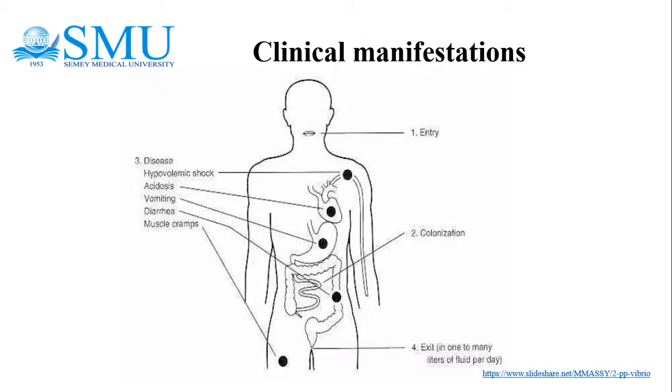And the clinical manifestation of cholera: this is Vibrio cholerae O1 or O139. Infections produce a range of clinical manifestations such as asymptomatic infection in 75% of cases, and mild diarrhea or cholera in 20% of cases. The incubation period varies from 24 to 48 hours. The usual manifestations include watery diarrhea.